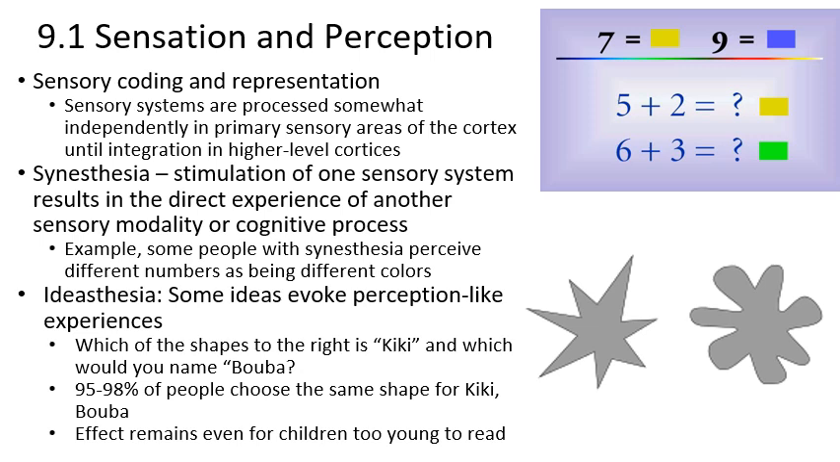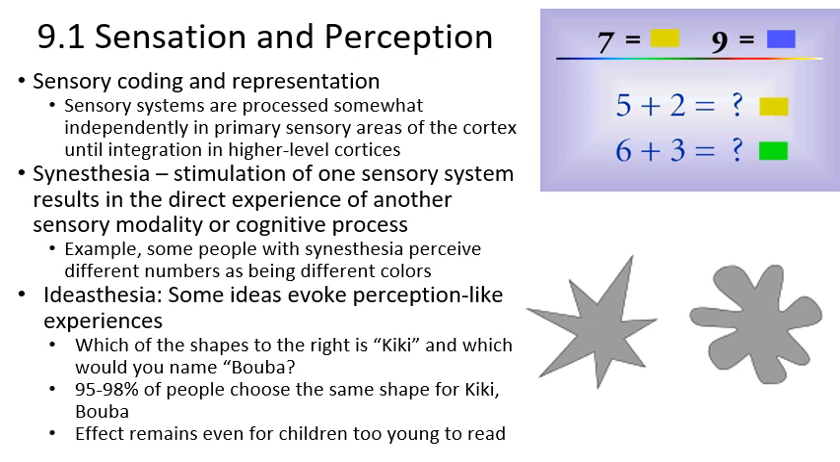You might have heard of synesthesia, which is when one sensory system is stimulated, and this results in the direct experience of another sensory modality or another cognitive process. There are people who have synesthesia. I think it's actually a pretty big percentage, maybe 4% of the population has some form of synesthesia, where, for example, some people will perceive a number as being a different color. So they'll say 2 is purple and 5 is red, something like this.